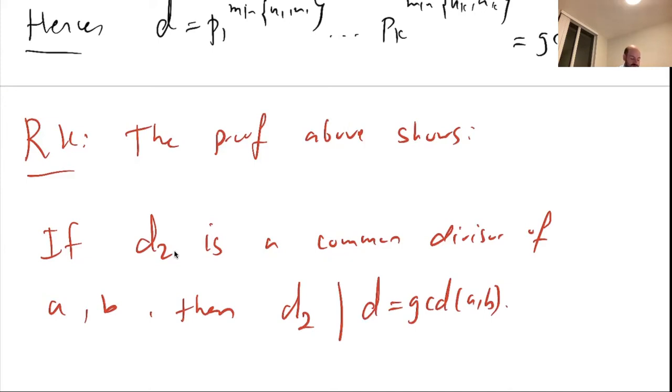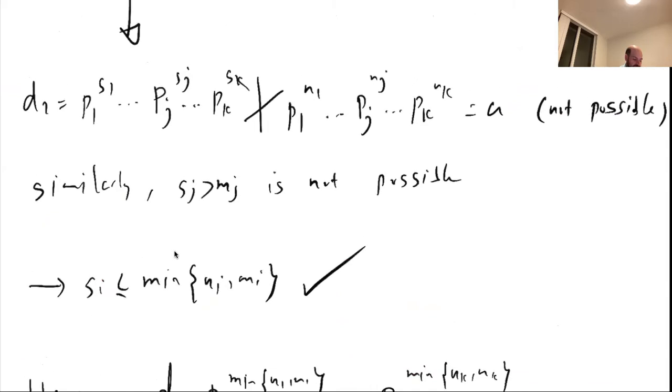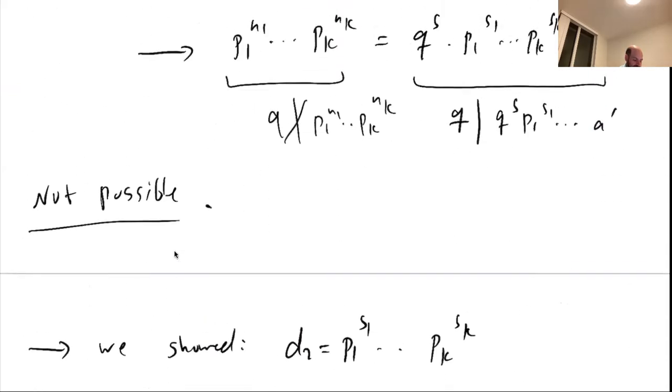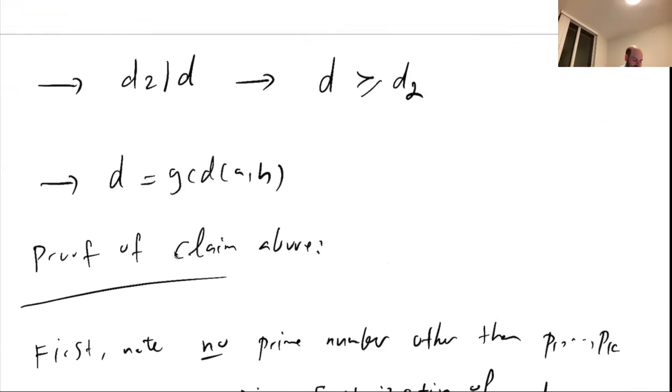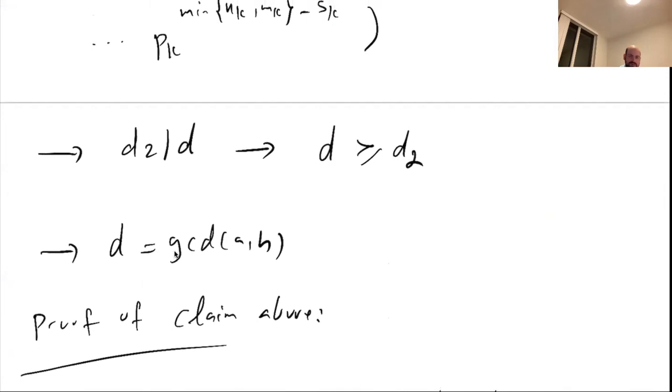But the proof showed that not only is D bigger than or equal to D2, D2 is a factor of D, actually. This is actually the way that we showed that D is bigger than or equal to D2, remember? Let me show you here. Look at the first line here. I showed that in order to show that D is bigger than or equal to D2, first I show that D2 is a factor of D. What was D2? What is D? D2 is an arbitrary common divisor for A and B.